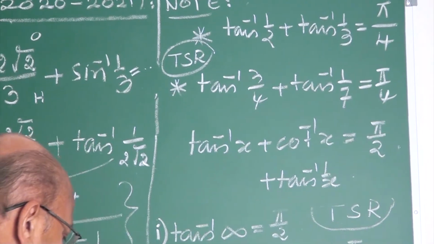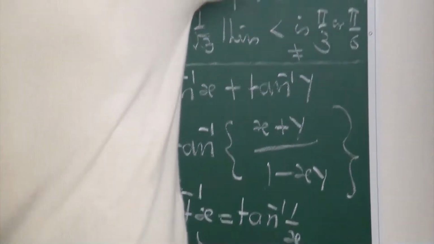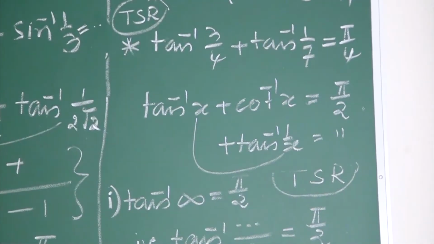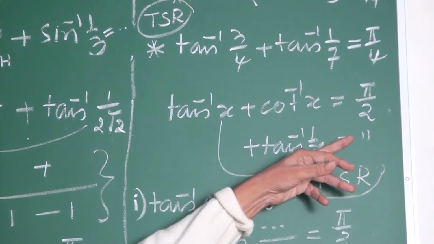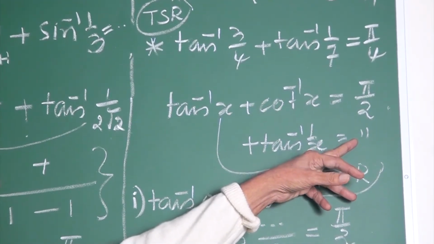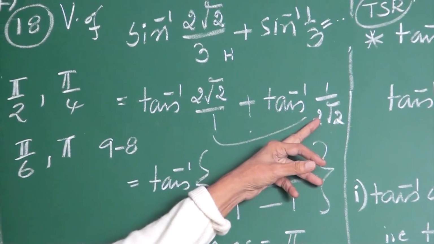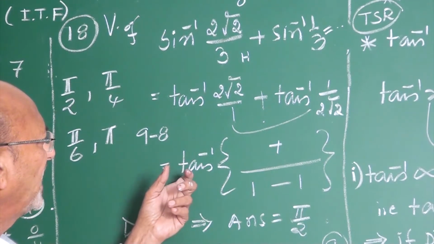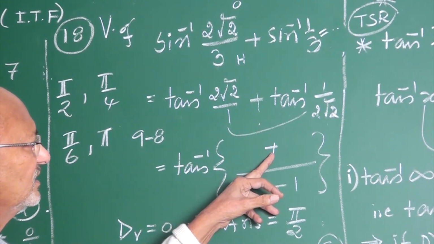This property is what? 5 by 2. Tell me, what is the relation here? x and 1 by x. Reciprocal. In case of tan inverse, when the reciprocal relation is there, what is the value? RHS is 5 by 2. They have the reciprocal relation, so the direct answer is 5 by 2. Otherwise, tan inverse x plus tan inverse y, no interest in writing down.